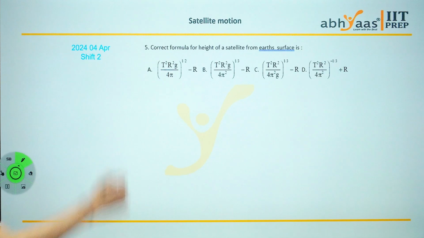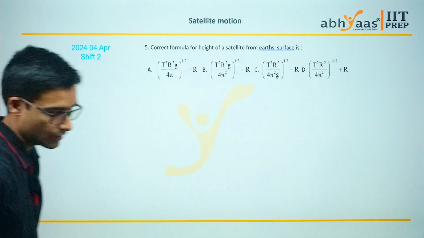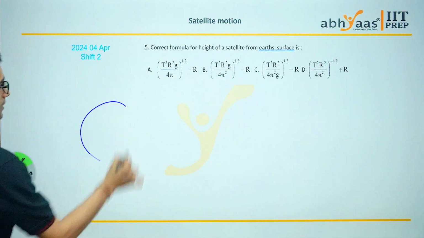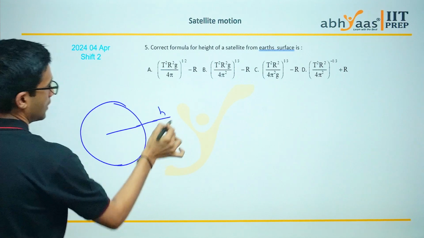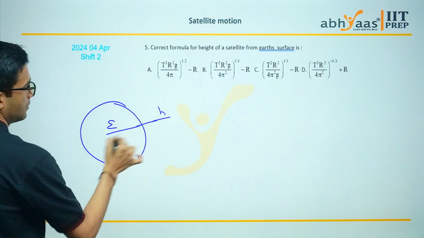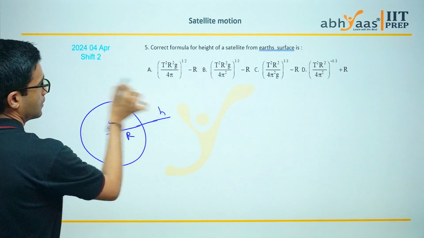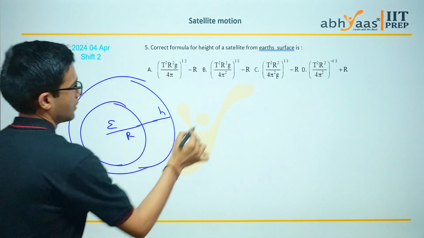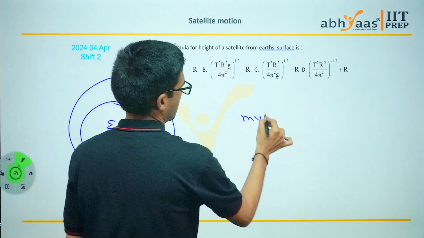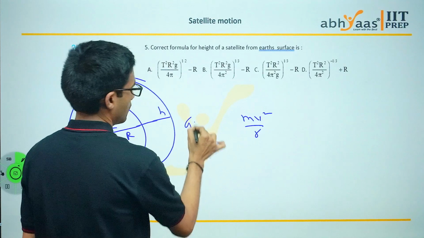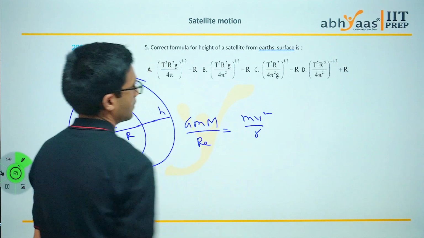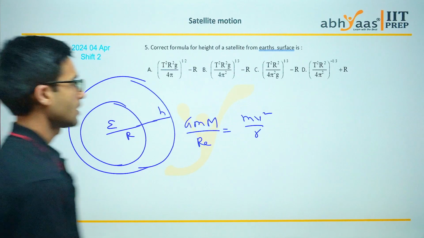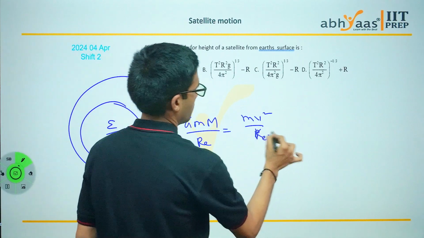Okay. So then what happened? The correct formula for the height of the satellite from the Earth's surface. We know that any satellite, if it is going like this at a height h, rotating like this, this is Earth. So radius r, if it is going like this, you know mv square by r, that is centripetal force, is equal to the force of attraction. This is r plus h. You take R_e plus h.